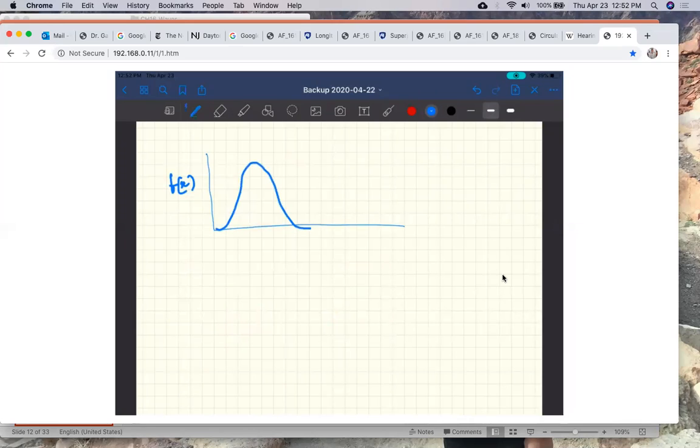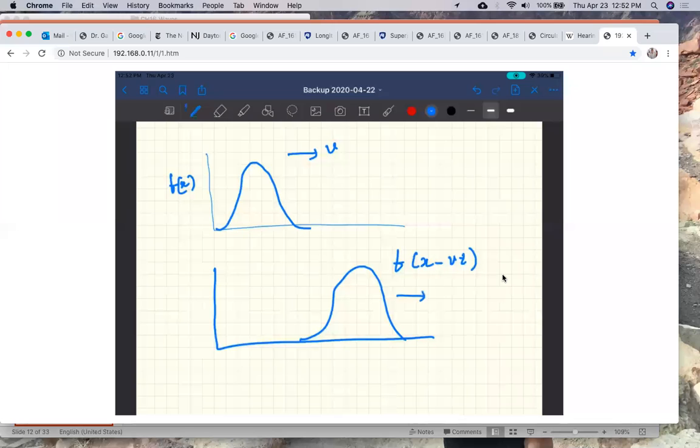you have this function, and now let's say you want to make it travel at velocity v. And here is a simple way to make it travel at velocity v. So here is this pulse, f(x minus vt) will make it travel at velocity v. Okay, so that's the simple little trick that you do.